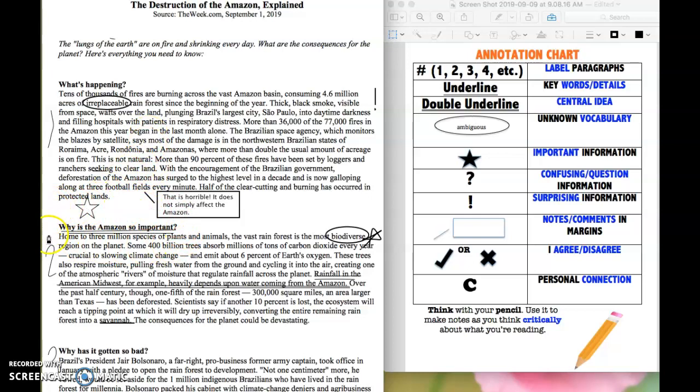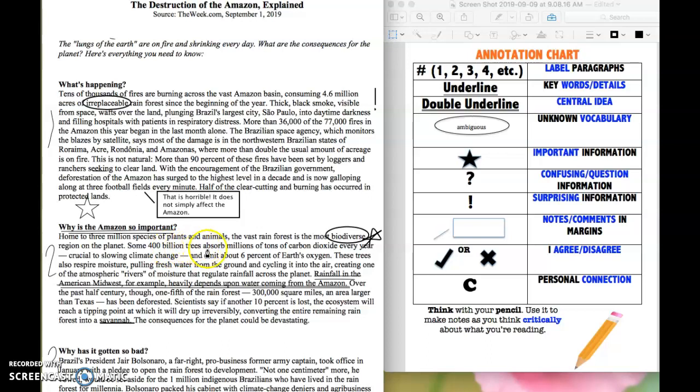So this next paragraph, I know that it's going to tell me why the Amazon is actually important. Okay, and I already know why it's important to the entire world. So probably I'm going to learn a little bit more about why it's important. Home to 3 million species of plants and animals, the vast rainforest is the most biodiverse. I circled that. What does biodiverse mean? Region on the planet. I also starred it because that's probably important information. It could even be a central idea in that paragraph.